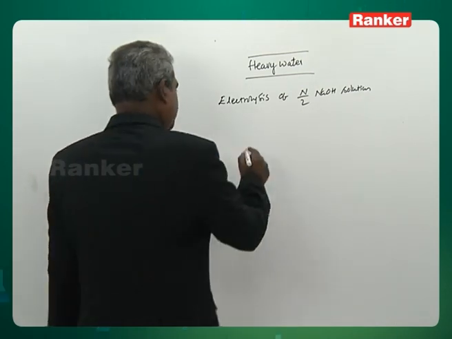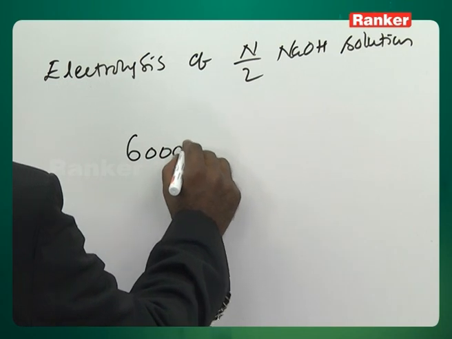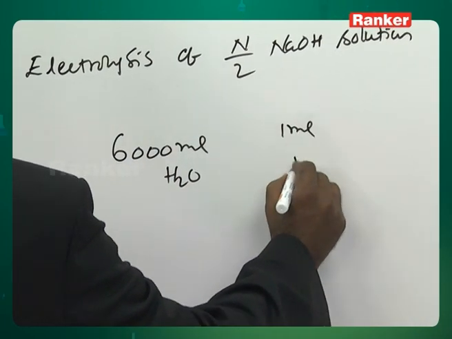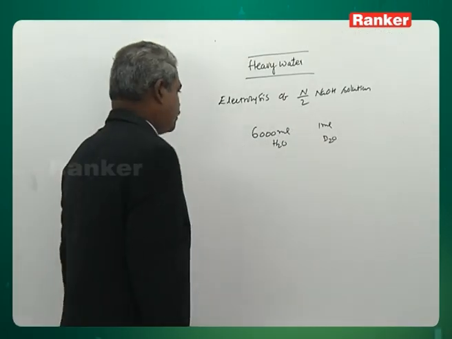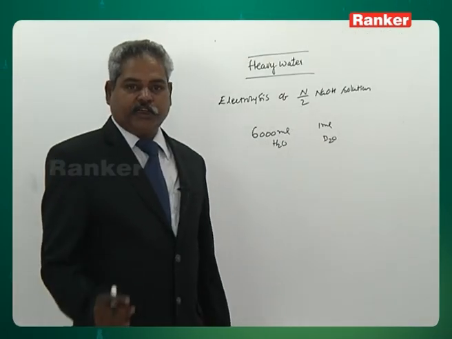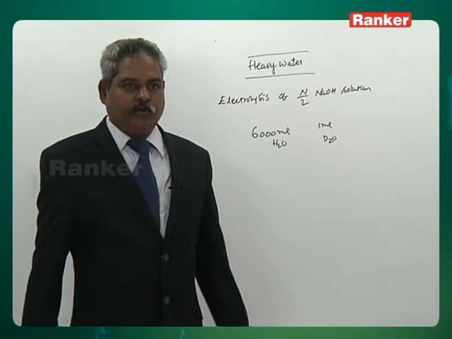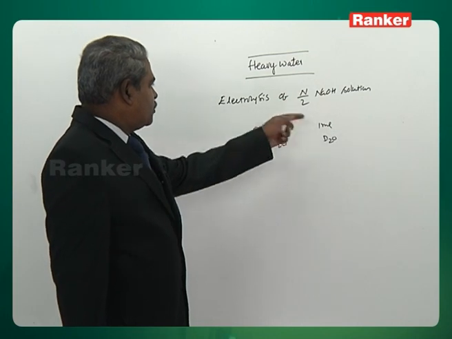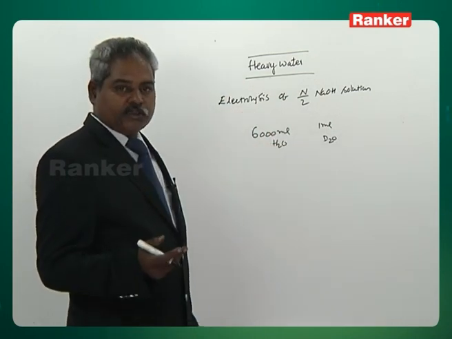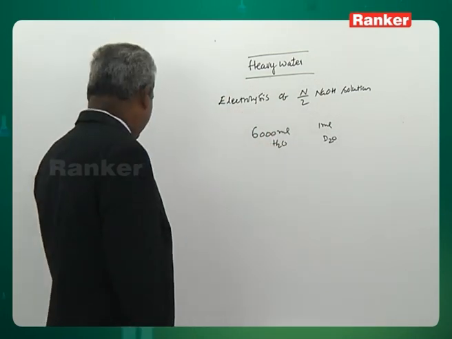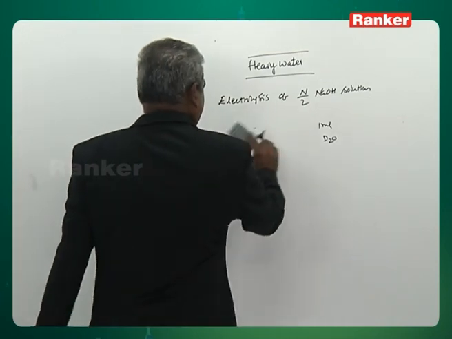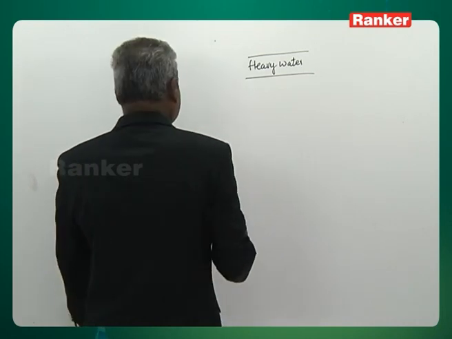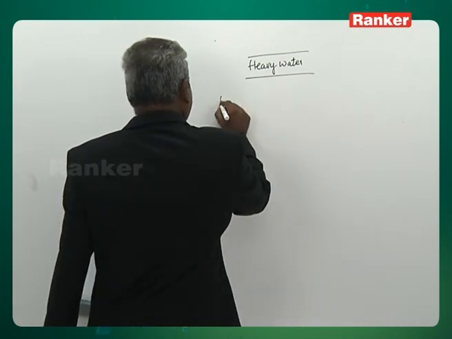But the thing is, 6000 ml of H2O contains 1 ml D2O. So, that is the ratio. In 6 liters you just have one drop. So, when you electrolyze N by 2 NaOH, what happens? Water gets out first and heavy water remains. Electrolysis of N by 2 NaOH solution. And when it comes to properties, look here, physical properties.